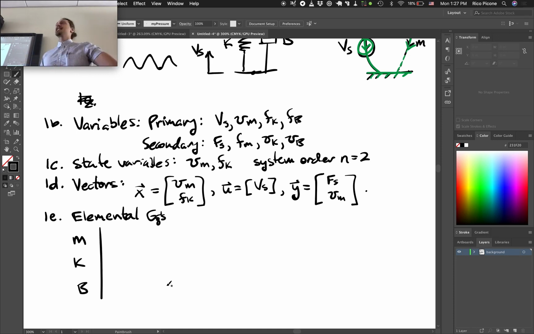Okay, so M, K, and B. We can use dots because we don't have any circuits in this problem, right? Dots for derivatives? Yeah, let's do it. Okay, so the elemental equation for a mass is just Newton's second law: Vm dot equals 1 over m Fm. The elemental equation for a spring is Fk dot equals k Vk.